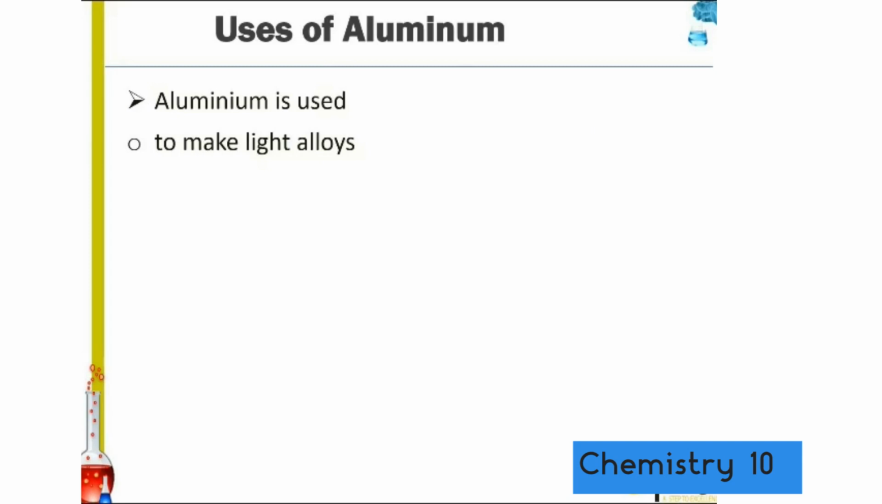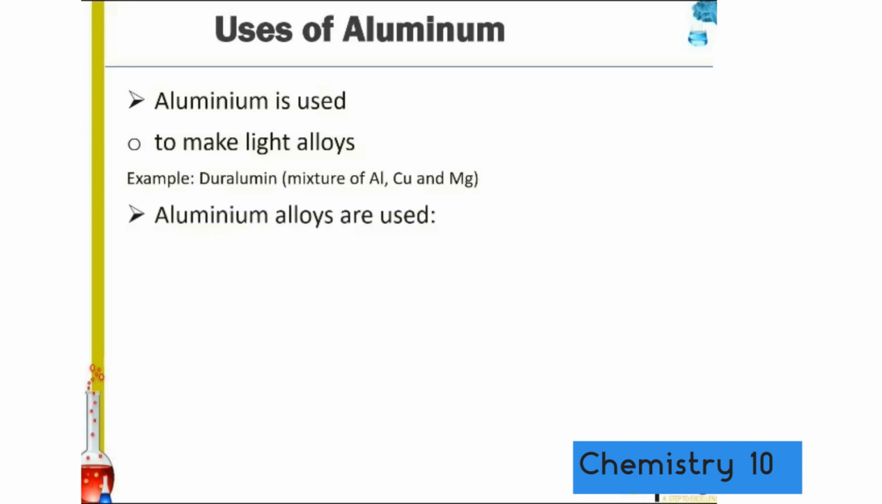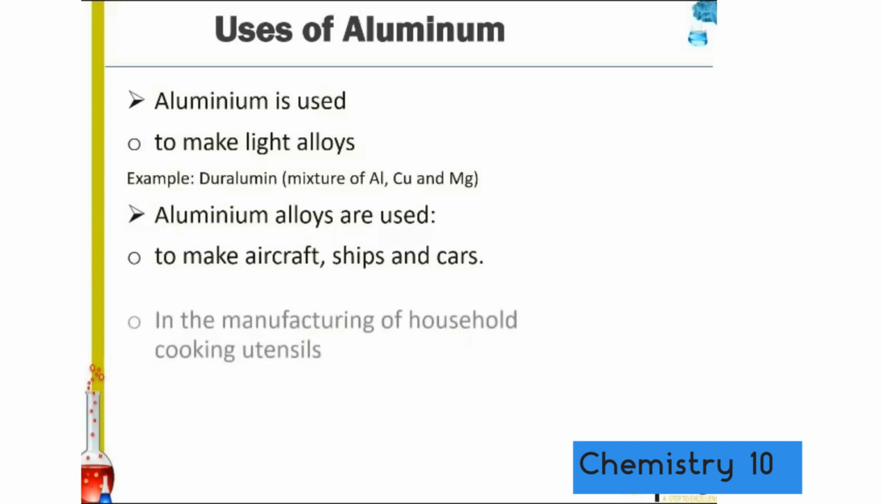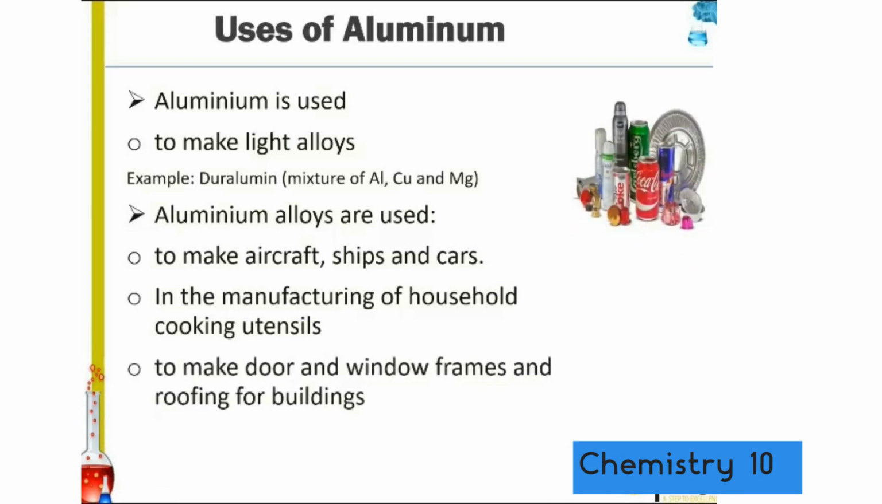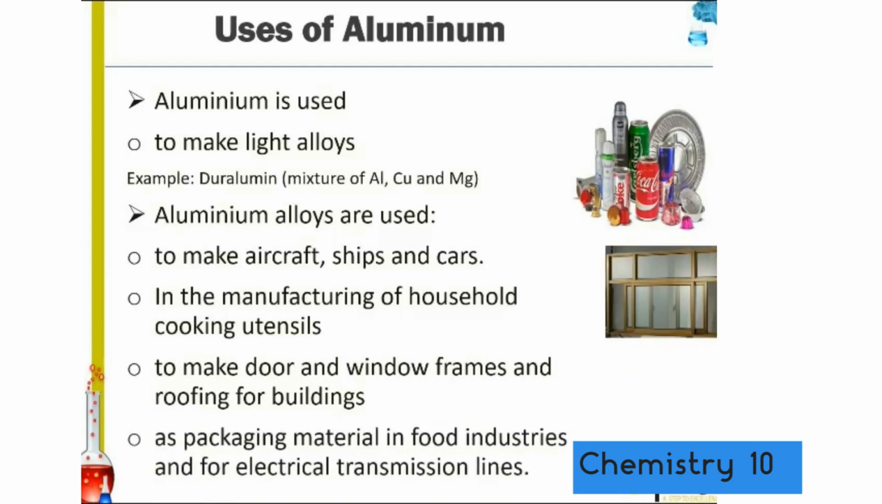Aluminum is used to make light alloys such as duralumin, a mixture of aluminum, copper, and magnesium. And these aluminum alloys can be seen every day in aircrafts, ships, and cars, the manufacturing of household cooking utensils, to make door and window frames and roofing for buildings, and as packaging material in the food industries and for electrical transmission lines.